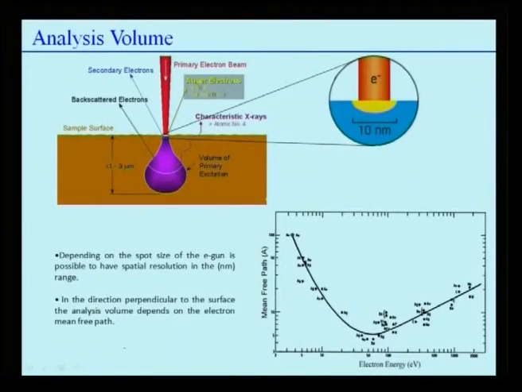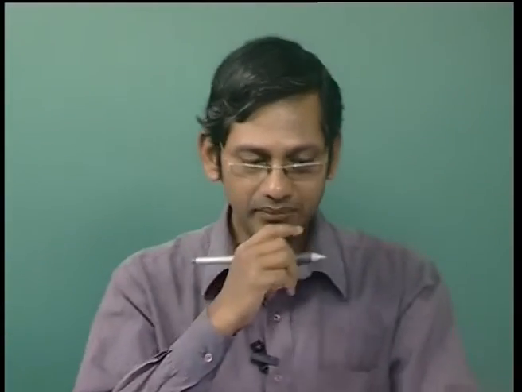So before that, let me just reiterate the following thing, which I should do very carefully. The reason Auger is a very famous and very useful technique is because the signals which we get from the samples are basically from a very small thickness of the surface. This is what is shown here.